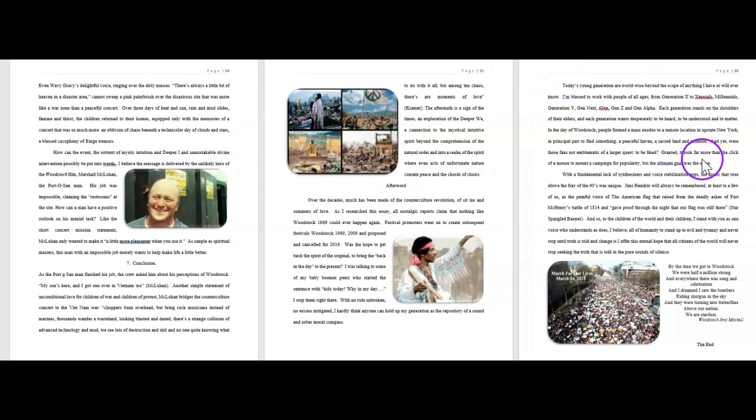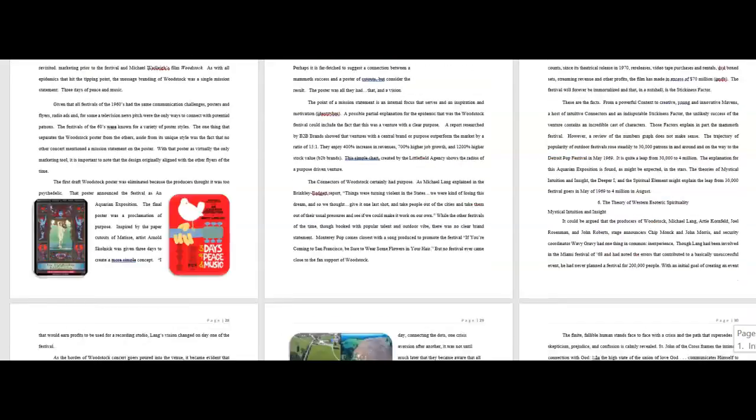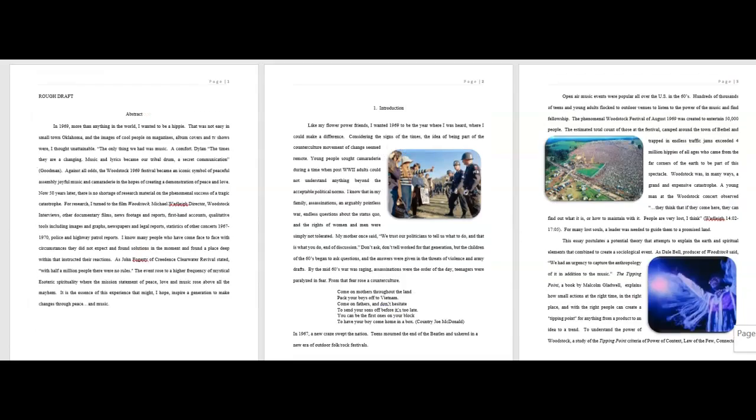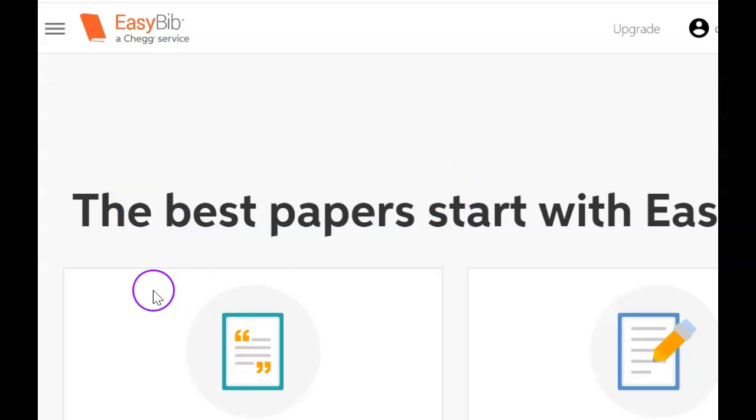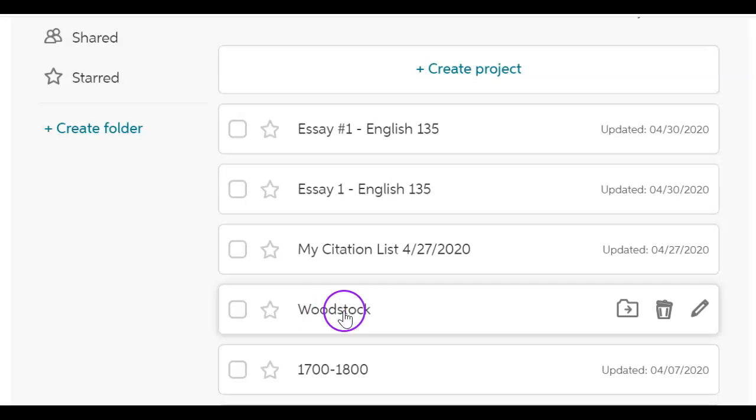And so that's the whole point of this. And now this is our rough draft, and it's time to add the Work Cited to that. Let's go and check out that Work Cited together real quick. I've logged into EasyBib to my project, and under my projects, I'm going to open up Woodstock.